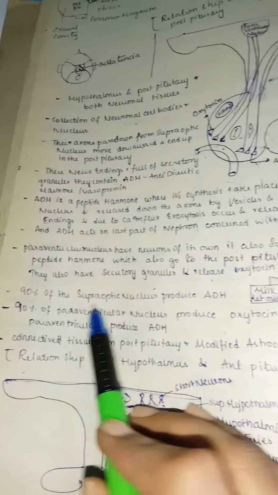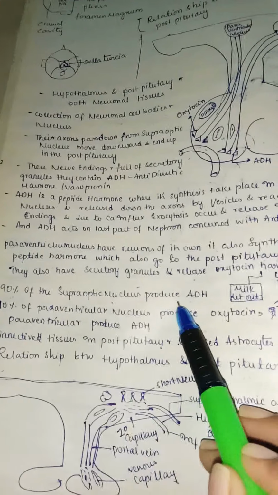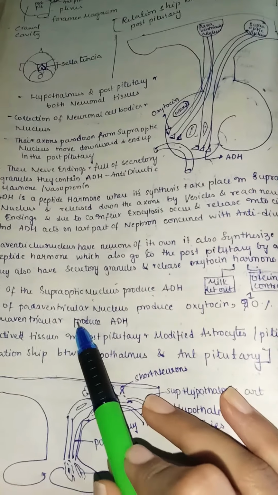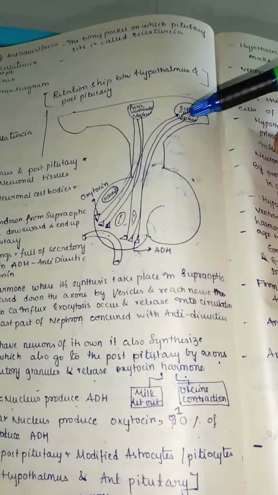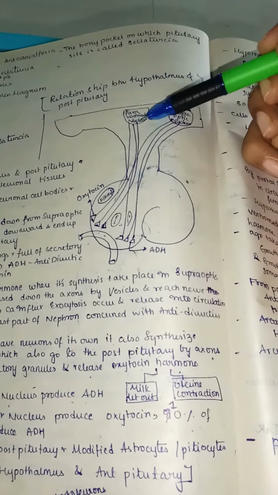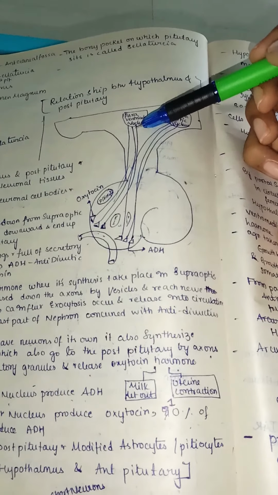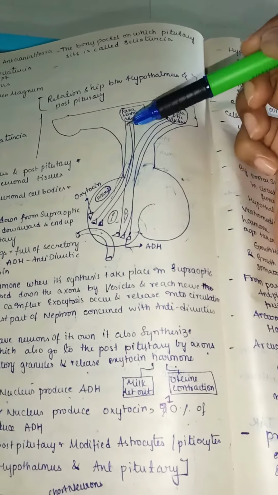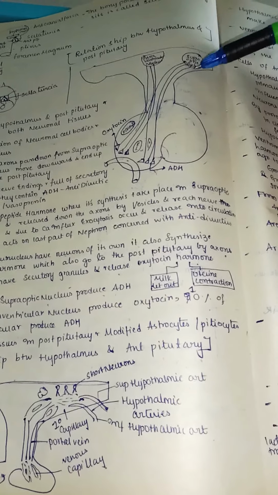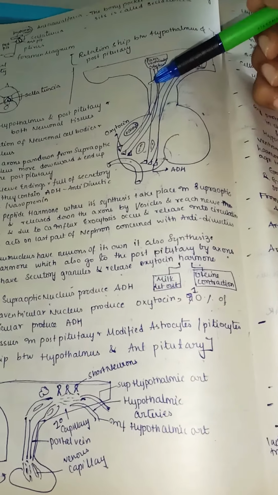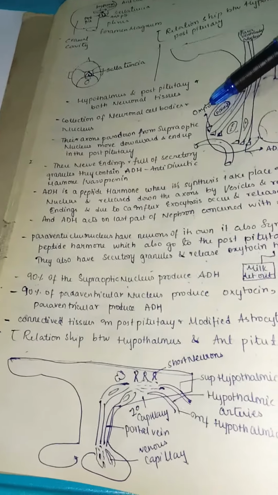So 90% of the supraoptic nucleus produces ADH and 90% of the paraventricular nucleus produces oxytocin, but the 10% of the paraventricular nucleus also has the capacity to produce ADH. We know normally the supraoptic nucleus produces ADH, right? But the paraventricular nucleus also has a 10% capacity to produce ADH, but 90% it produces only oxytocin. The same is also true for the supraoptic nucleus. 90% it produces ADH and 10% it also has a chance of producing oxytocin.